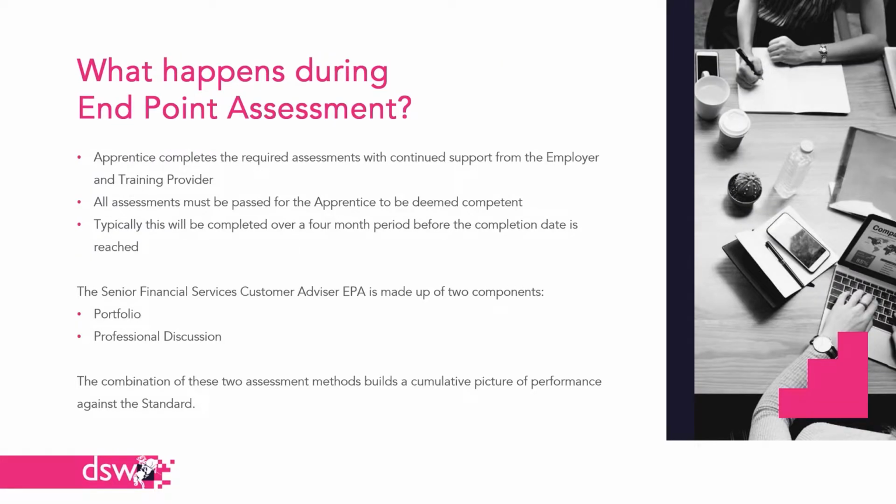What happens during endpoint assessment? The apprentice completes the assessments detailed in the assessment plan. There is still an expectation that the apprenticeship training provider will support the apprentice through the endpoint assessment period. This is to ensure they're familiar with what's to come, and so mock exams can be completed with them. In order to pass and be deemed competent, the apprentice must pass all of the assessments. This typically happens over a period of 4 months from the point they're approved for Gateway.